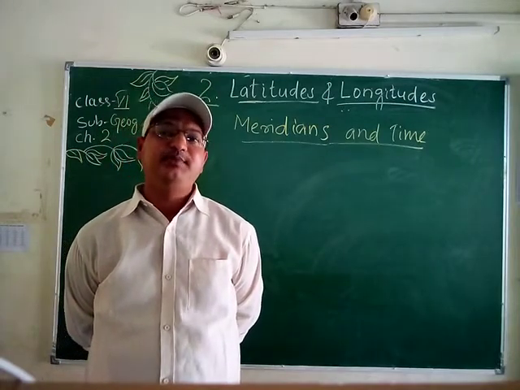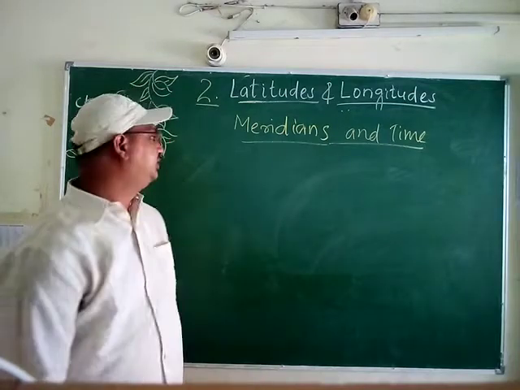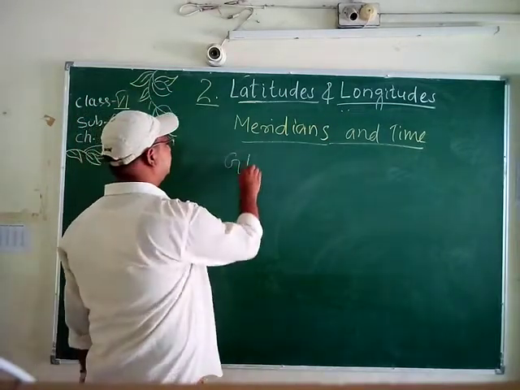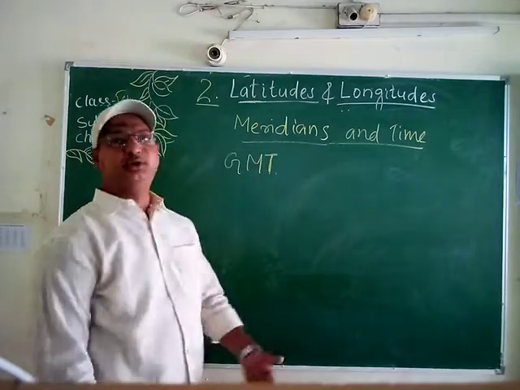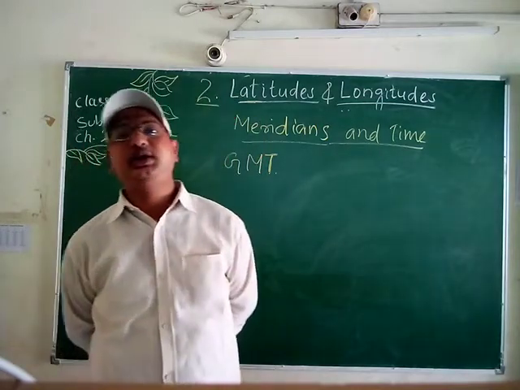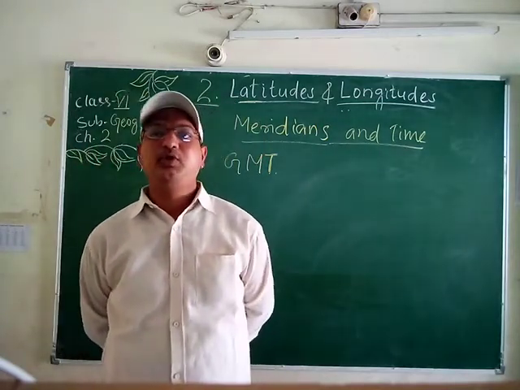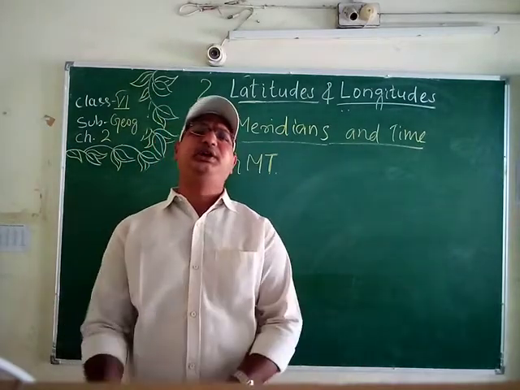The time on the prime meridian is referred to as Greenwich Mean Time, GMT. Students, it is also known as GMT. I have written here Greenwich Mean Time, the prime meridian or the 180 degree meridian. All the countries of the world have the standard time of their country with reference to the GMT. The GMT is situated near London.